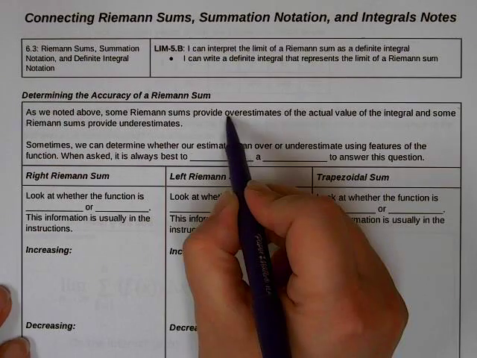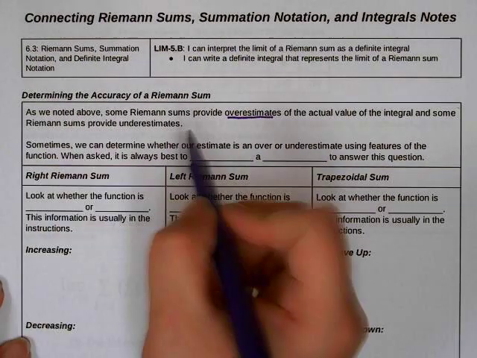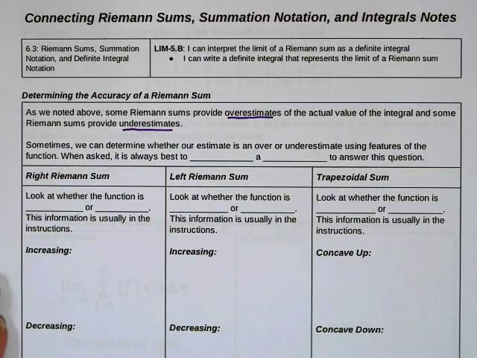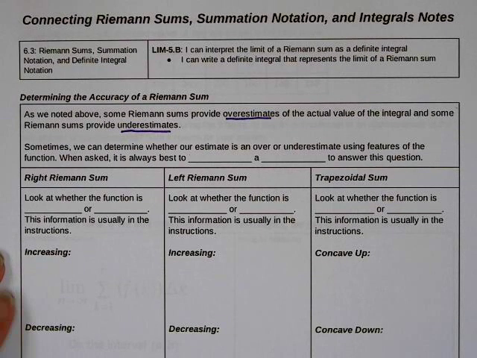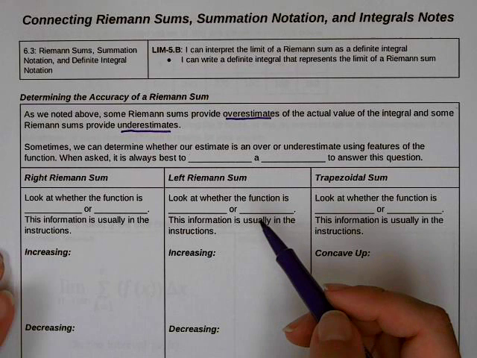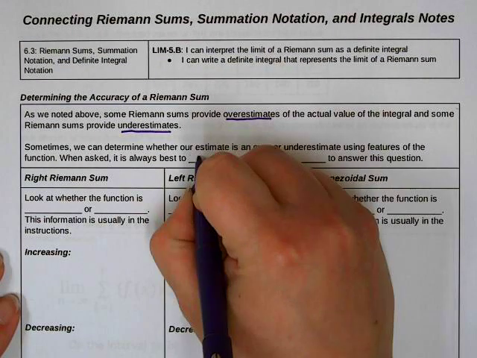So it could be an overestimate or it could be an underestimate. So we have to sometimes, or a lot of times, be able to figure out whether the Riemann sum we're finding is an over or an underestimate. We can determine this usually by using key features of the function. When asked, it's always best to draw a picture in order to answer our question.